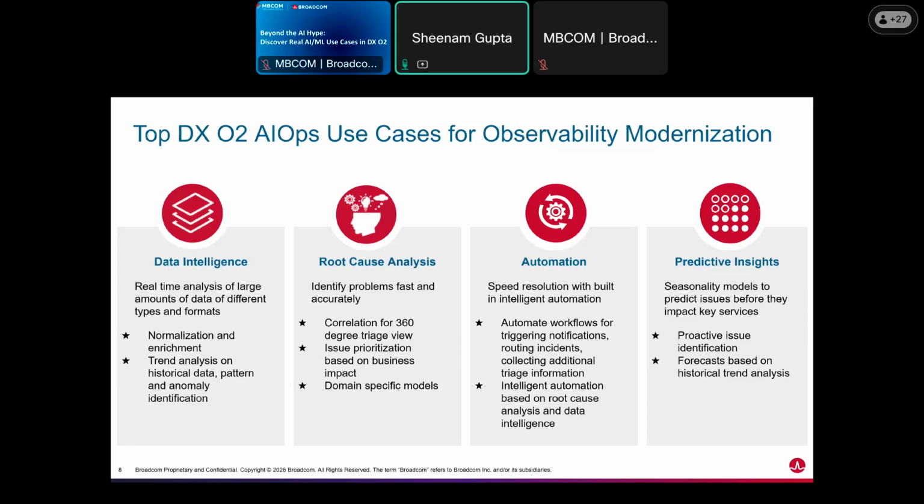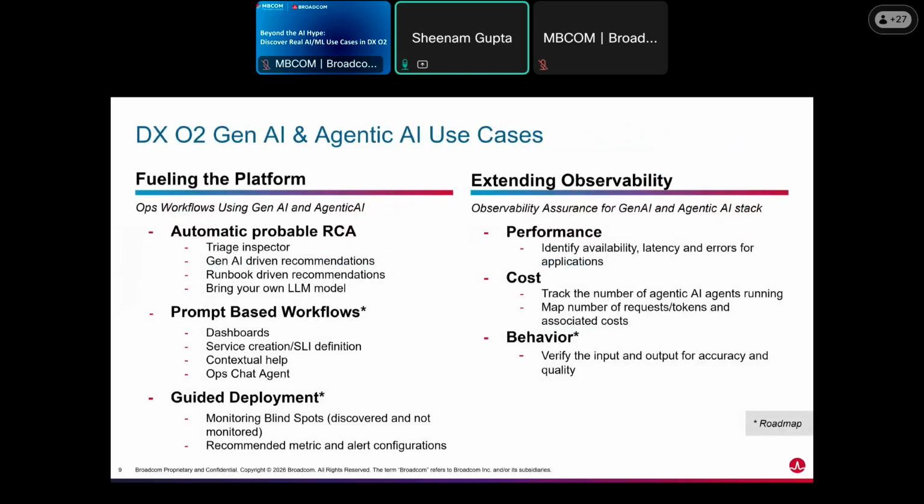And these are the broad four categories that we have in the traditional AI and Gen AI or AI ops areas. Now, how is this evolving with agentic AI? We want to make sure, like I said earlier, that this platform is future proof. It's ready for the enterprises when they're ready to start using agentic AI in their production environments. And therefore, our focus is on two areas. On the left, you're seeing fueling the platform. That means using the Gen AI and agentic AI within the workflows, right?